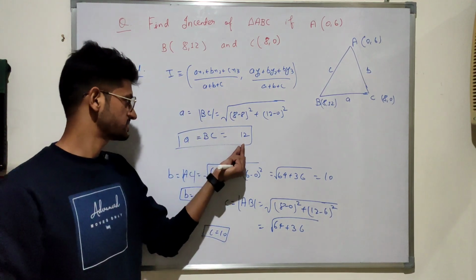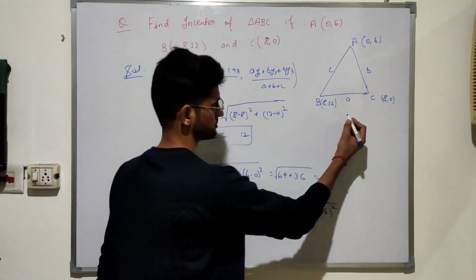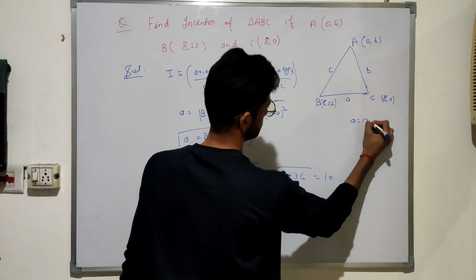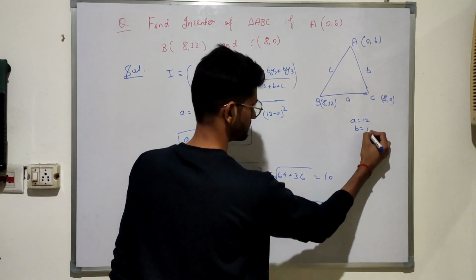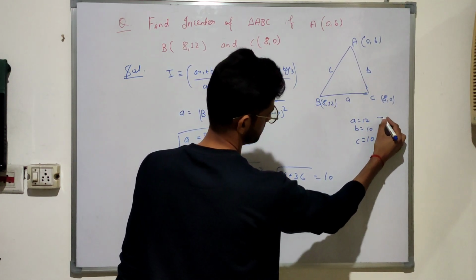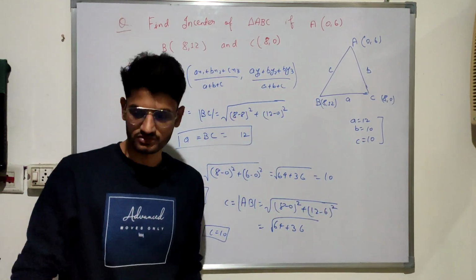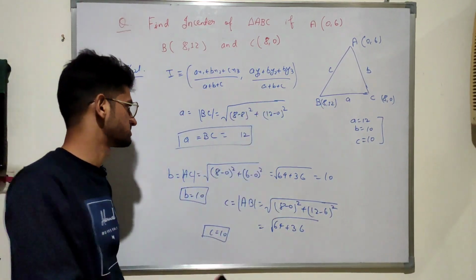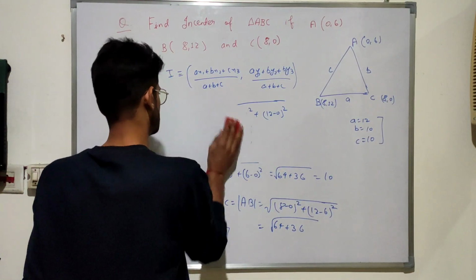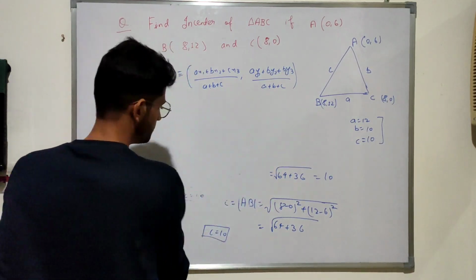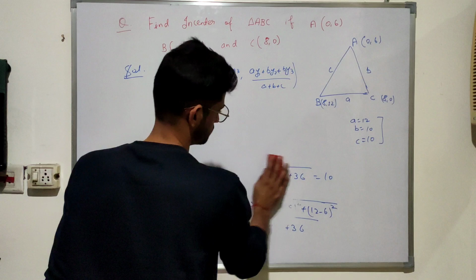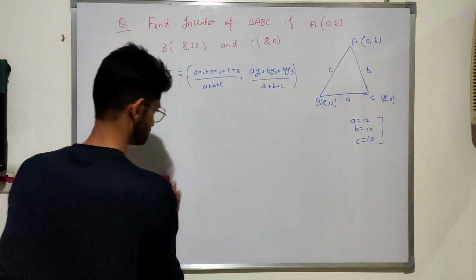So we now know A as 12, B is equal to 10 and C also 10. We also know all the coordinates, x1, y1, x2, y2, x3, y3, of triangle ABC. Now simply we can apply the formula here to get the coordinates of the incenter.